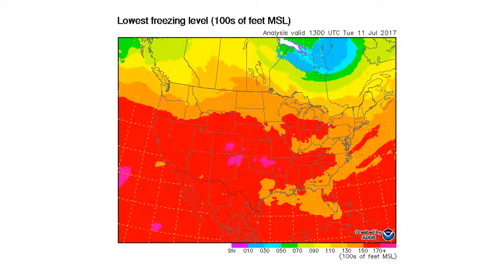Freezing level is pretty high up for most of the United States. Over Grand Forks, it's between 13 and 15,000 feet. And that kind of checks out because we saw that the icing AIRMET was going to begin at about 14,000 feet.